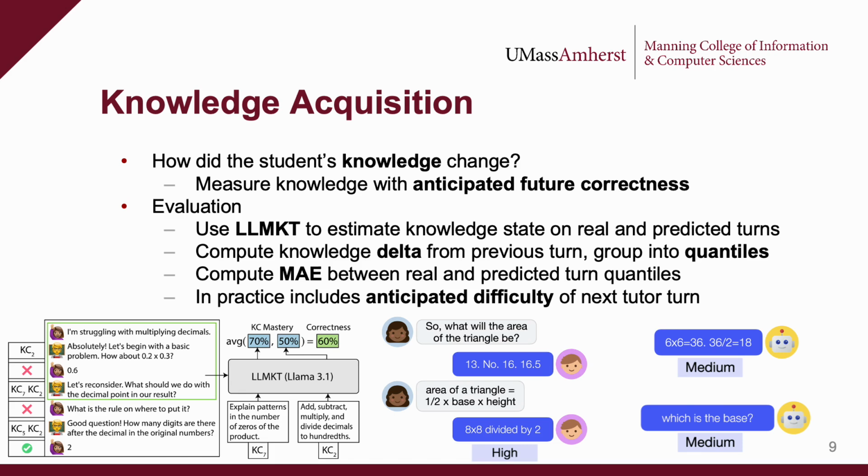Our fourth metric is knowledge acquisition, which measures changes in the student's estimated knowledge state. This is quantified by anticipating future correctness using a language model that is trained on the correctness prediction objective. We bucket knowledge deltas and we compare the quantiles of the ground truth and simulated student turns using mean absolute error.